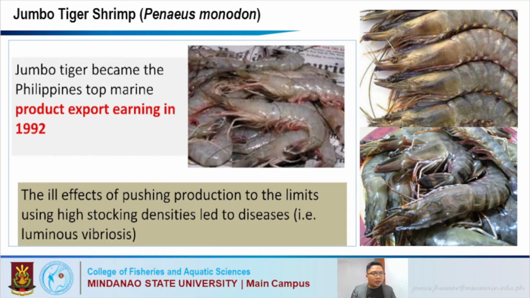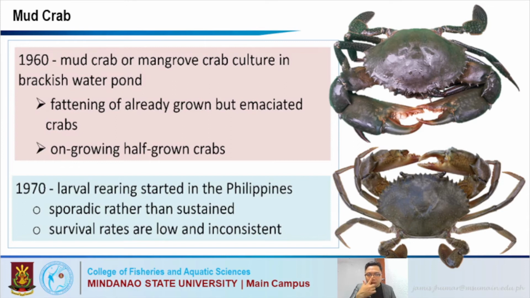And then going back to the crustaceans. In 1960, mud crab or mangrove crab culture in the brackish-water ponds started. In the 1960s, most of the cultivated mud crabs were being fattened, already grown, emaciated crabs and half-grown crabs. Not basically purely cultivating, they just captured wild crabs and allowed them to grow in a controlled environment. And it was in 1970 where larval rearing started in the Philippines.